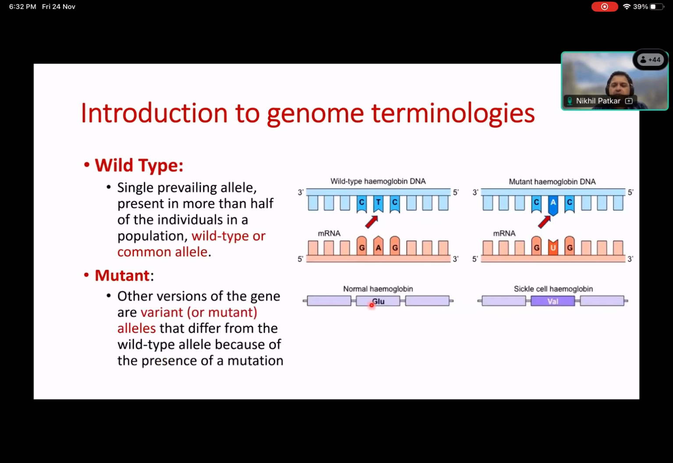There are also some terminologies that one comes across, like wild type and mutant. Wild type is the single prevailing allele which is present in more than half the number of individuals in a population. It is known as a wild type or common allele. The alternative is when the wild type allele is altered or changed. It is known as a variant or mutant allele, because it differs from the wild type allele because of the presence of a genomic variation or mutation.